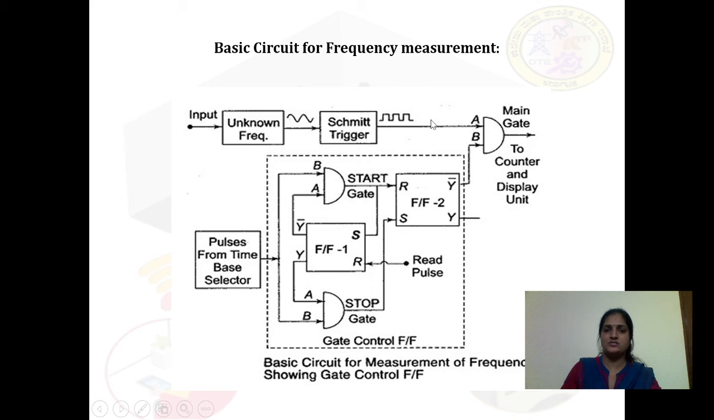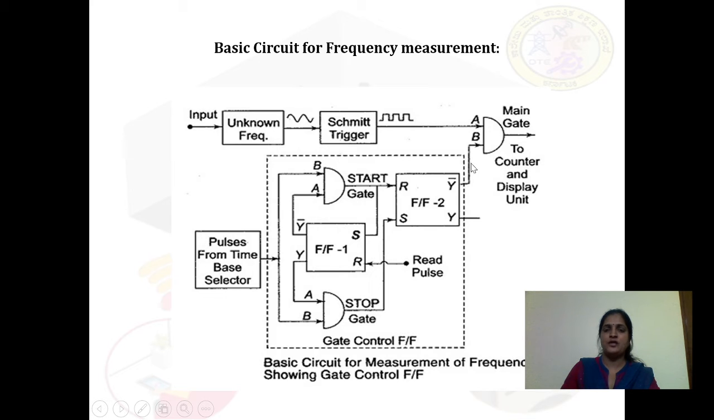Here the first input indicates A. This is the input frequency which is to be measured, and it is passed through a Schmitt trigger, meaning a train of pulses is passing through this main gate. Depending upon the condition of B, you are going to either start the gate or stop the gate. Between the start and stop interval, you measure the interval, and this interval indicates the number of pulses. This number of pulses indicates the unknown frequency.